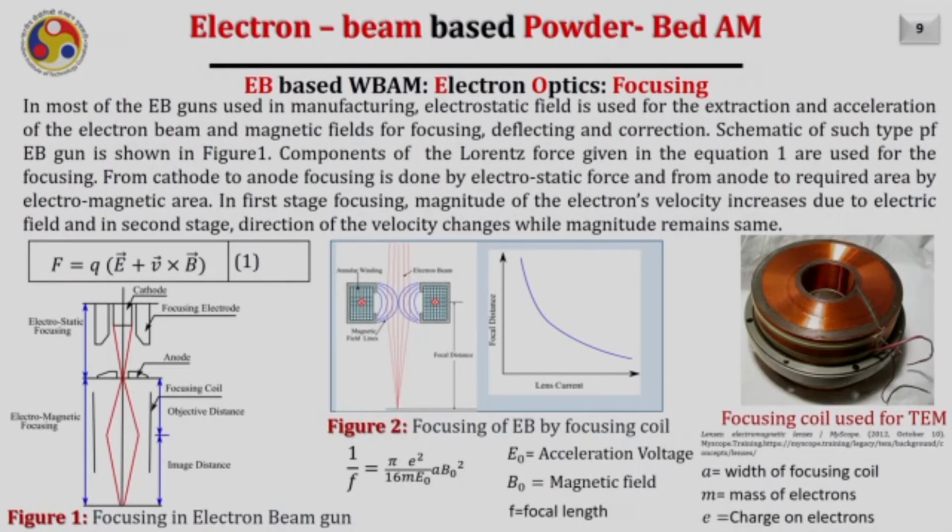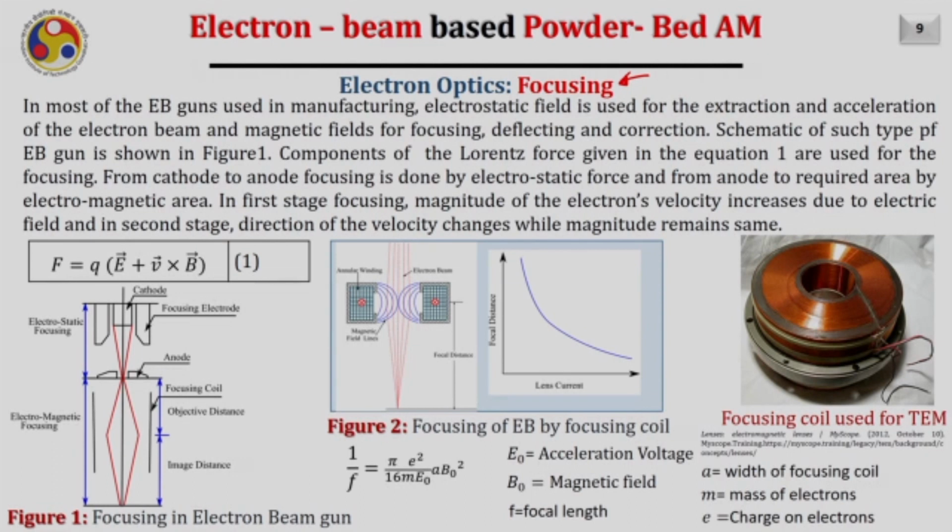Now let us discuss the optics used to manipulate the electron beam while it is moving onto the XY plane, and this is called the electron optics. The first important thing is the focusing. We have seen it for the case of wire based EBM. However, we shall revise this here as well, particularly for powder bed additive manufacturing.